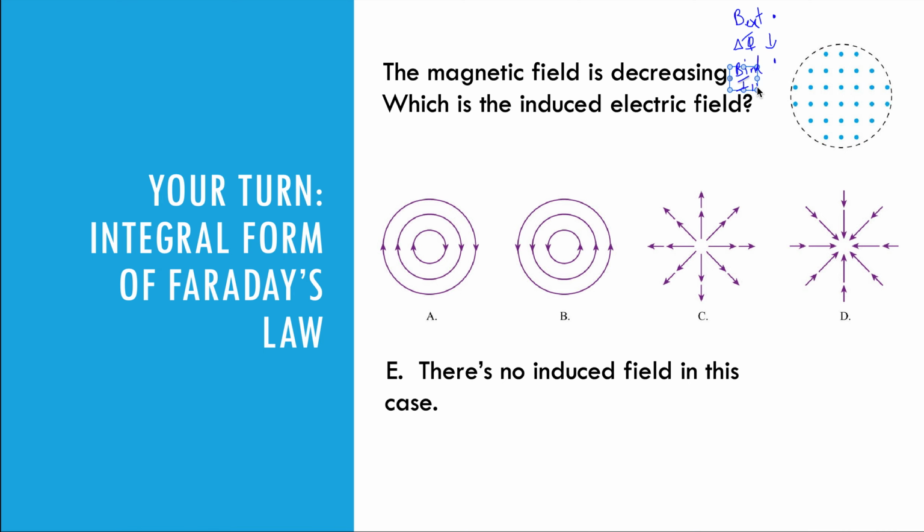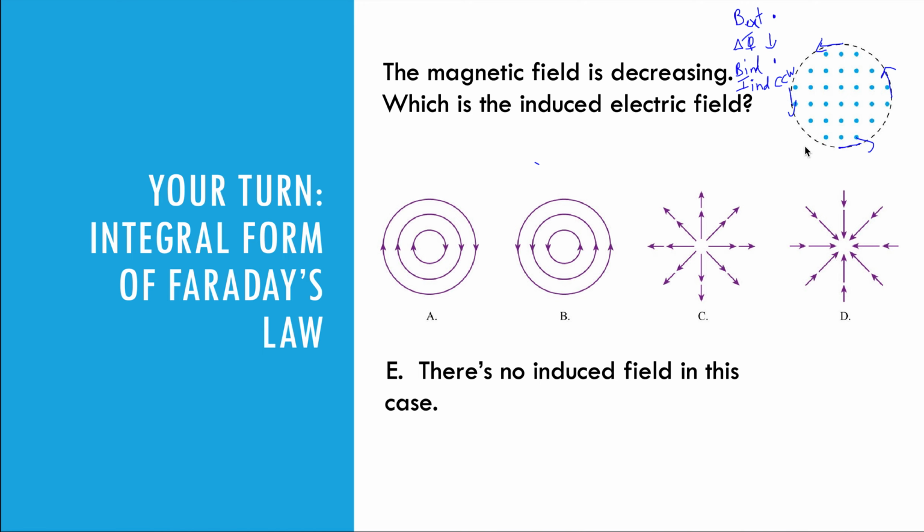Then we use right-hand rule number 3 with our thumb pointing in the direction of the magnetic field, out of the page. That tells us that our fingers are curling in the direction of the induced current, which is counterclockwise. Hopefully you're following along with these four steps. So if we have an induced current counterclockwise, the electric field is going to be in the same direction. So the electric field will also be counterclockwise.